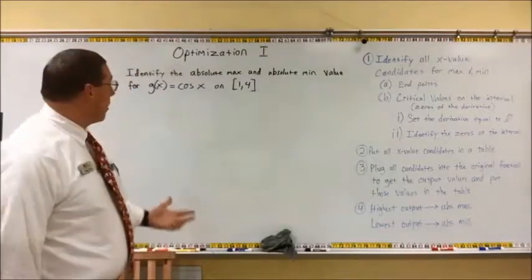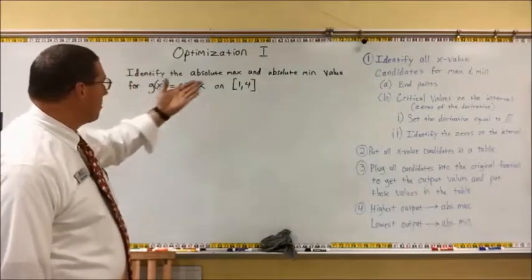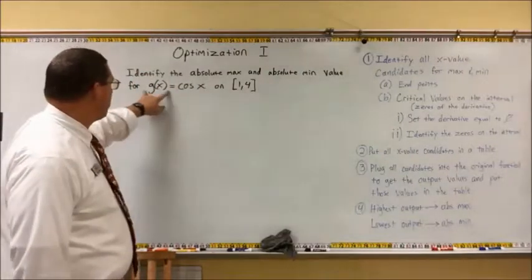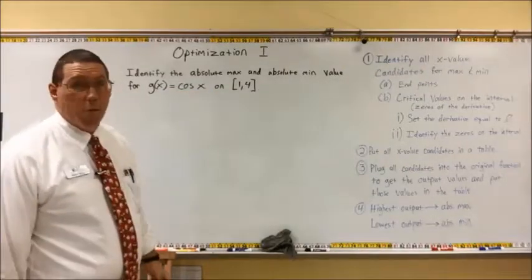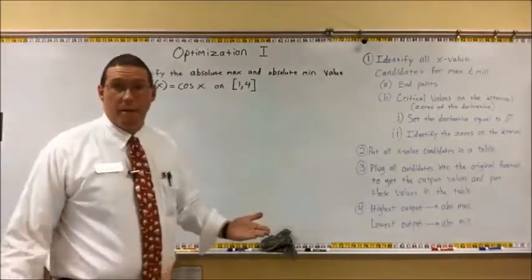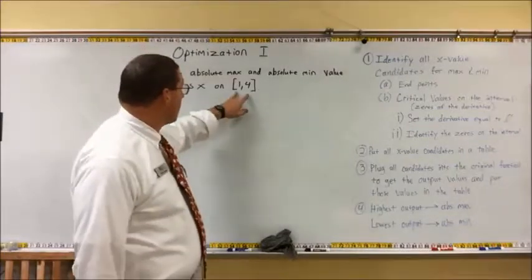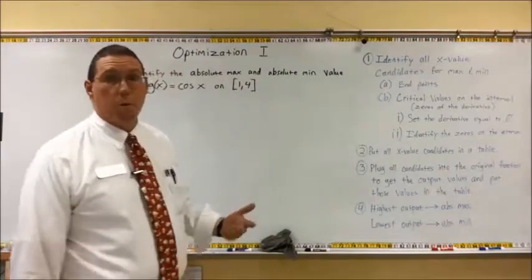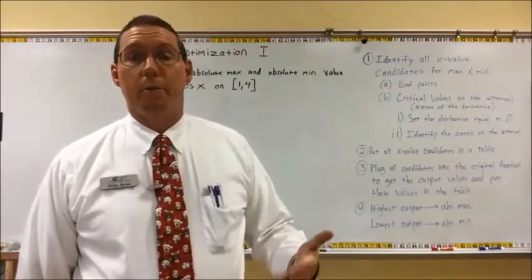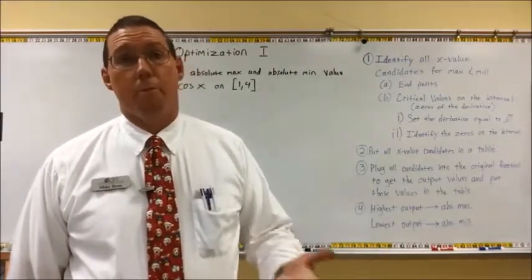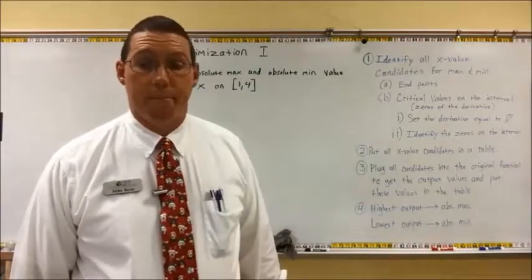All right, here's another example. It says identify the absolute maximum and the absolute minimum value for the function g of x, which is cosine of x, on the interval from 1 to 4. Well, cosine is a continuous function, and this is the closed interval from 1 to 4, so we can apply the extreme value theorem. We are guaranteed an absolute maximum and an absolute minimum, so we're going to find them.